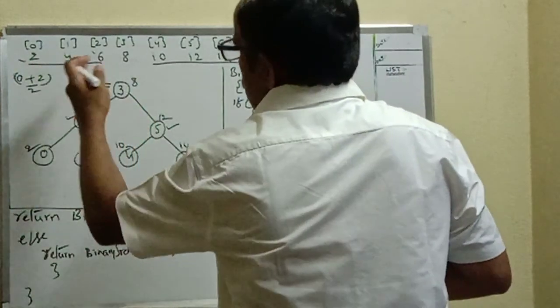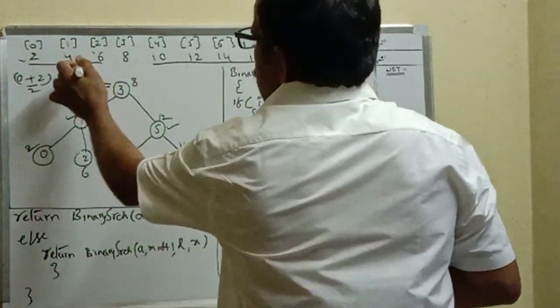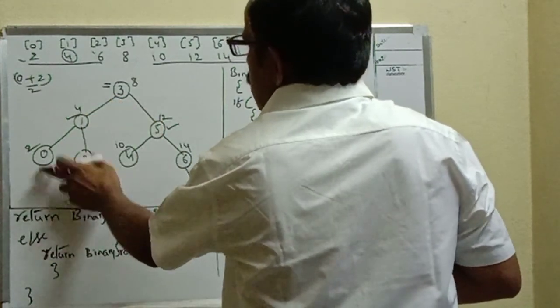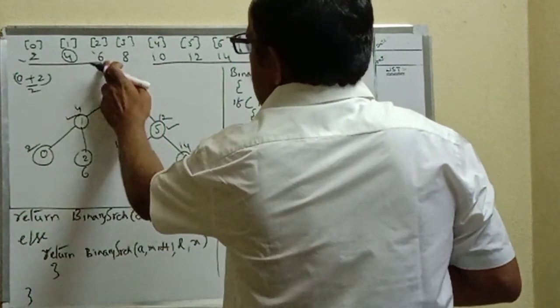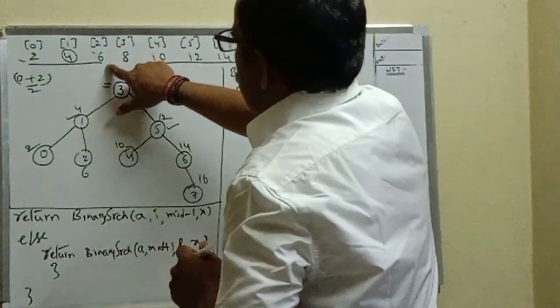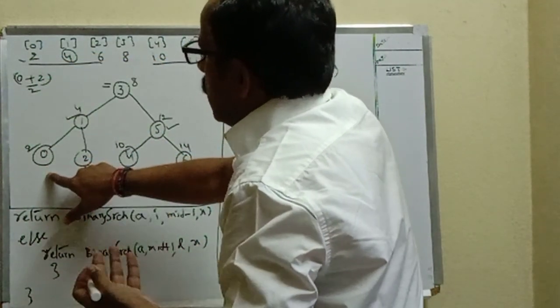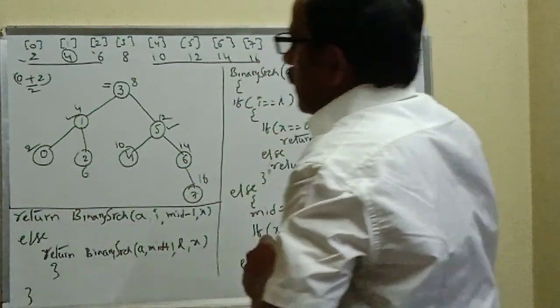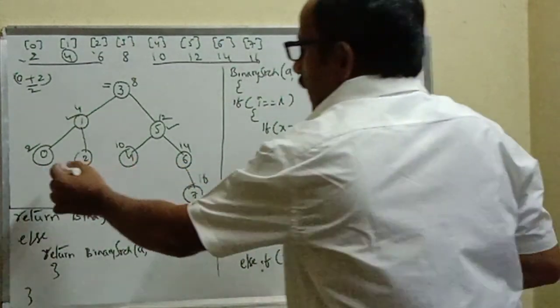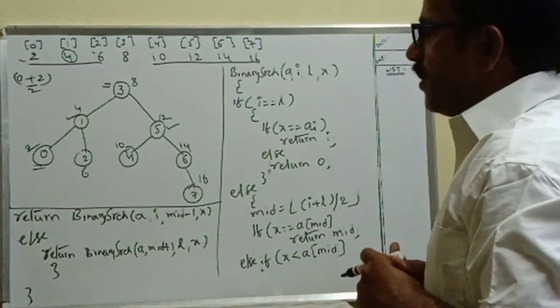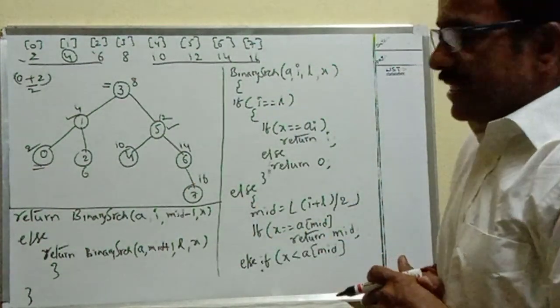Suppose the given element is less than 4, meaning index number 1, where the element is 4. If the element is less than 4, then we select this problem. If the element is greater than 4, then we may select this problem. But here, how many elements are there? Only one element. That index number itself is low, that index number itself is high. Then mid is 0. Then finally in this portion we are going to search with 2. If 2 is not matched, then we say that the search is unsuccessful.